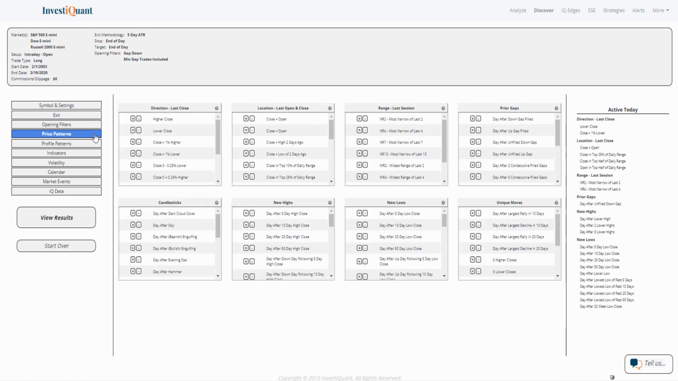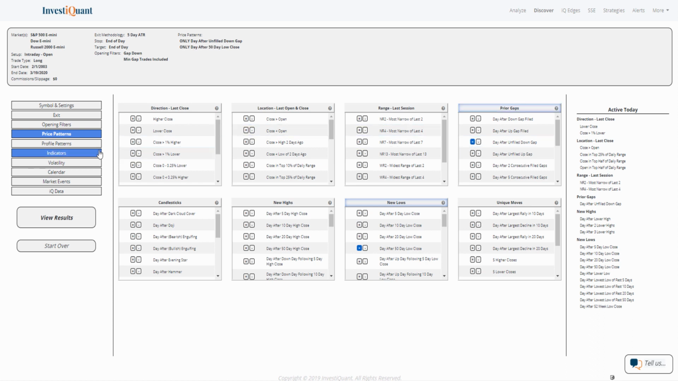The price pattern we're looking at today is a 50-day low close. I'm going to hit equals here next to day after 50-day low close, and the other pattern is day after an unfilled down gap. That is over here in the prior gap section. That is true for today.